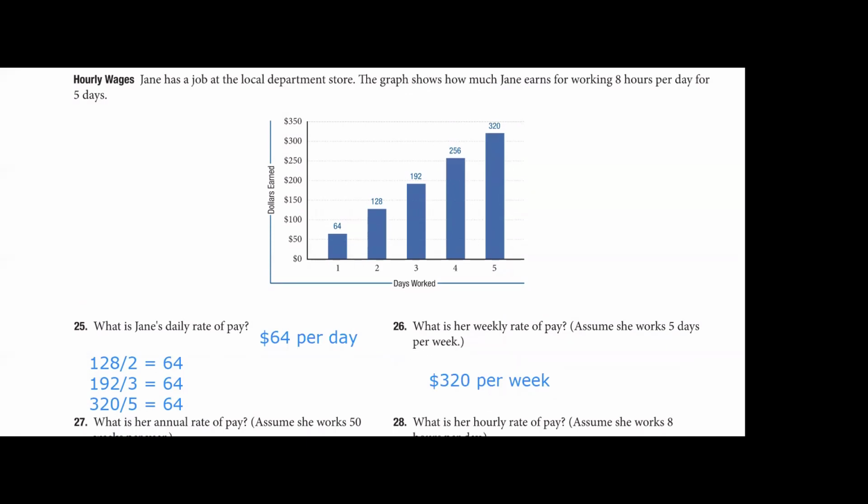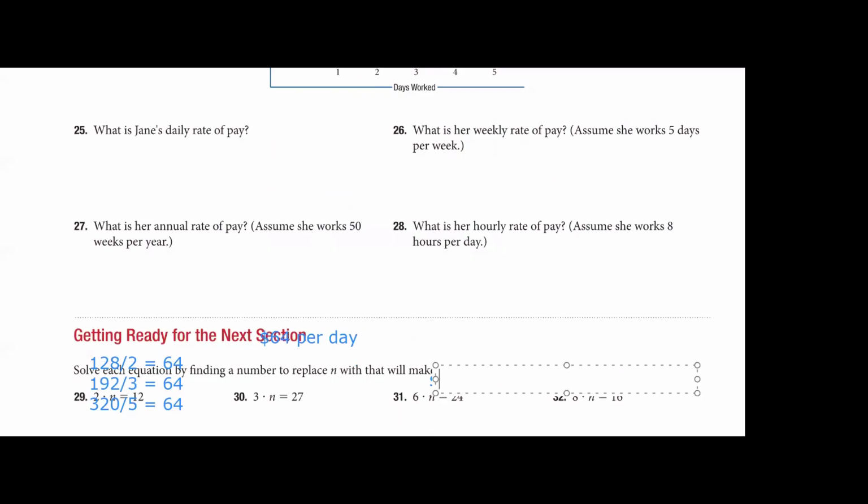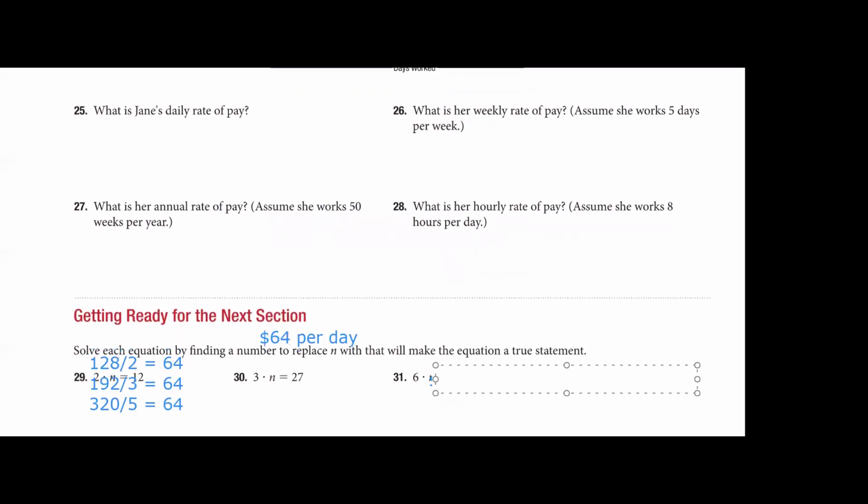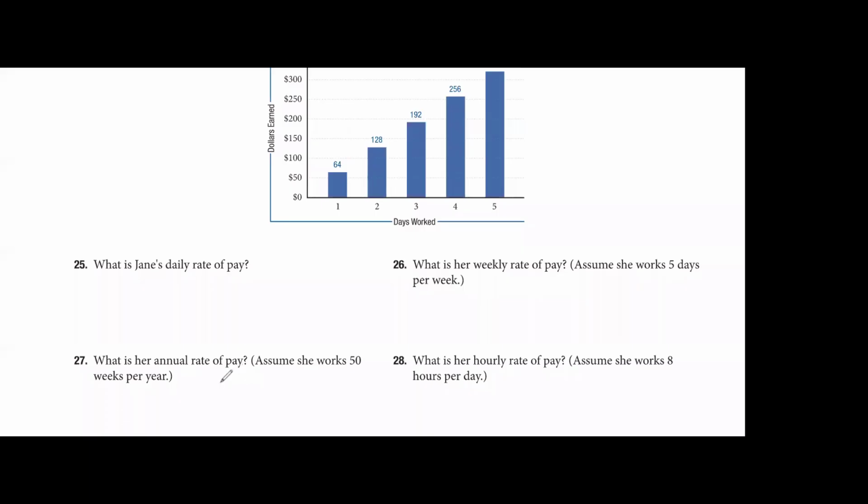Now let's do the others. So, what do I need to do here? What they want to know is her weekly rate of pay. So then it's just 5 into 320, which is $64 per day, but that's right. I don't think it matches. What is her weekly rate of pay?